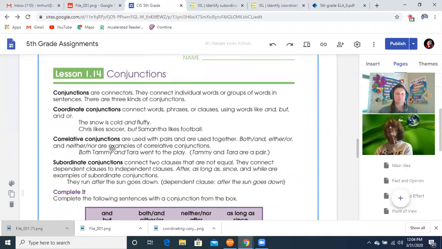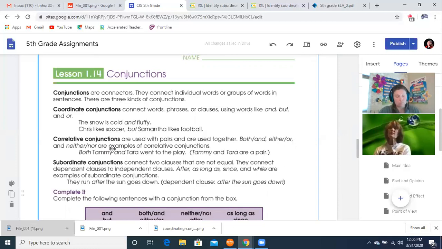What each conjunction is. Boys and girls, conjunctions are connectors, and they connect either individual words or groups of words in sentences. There are 3 kinds of conjunctions. There's the coordinating conjunction, which will have words like and, but, or. Like this sentence: The snow is cold and fluffy. So and is your coordinating conjunction. That gives you the example at the top.